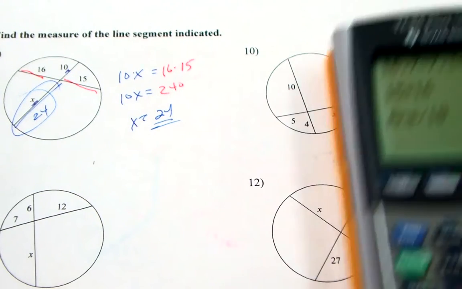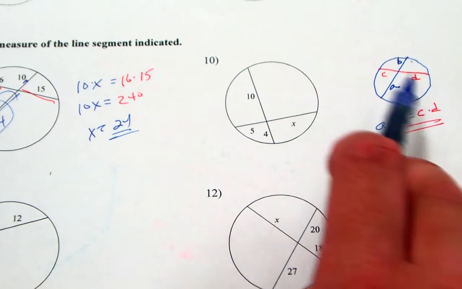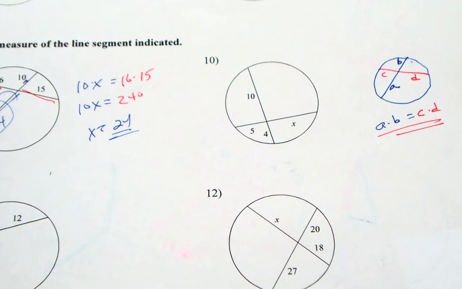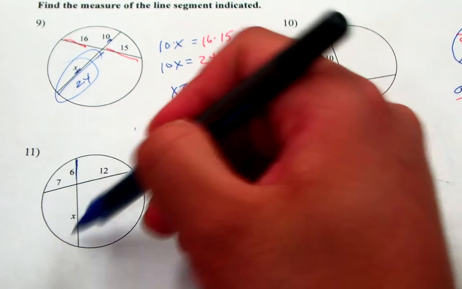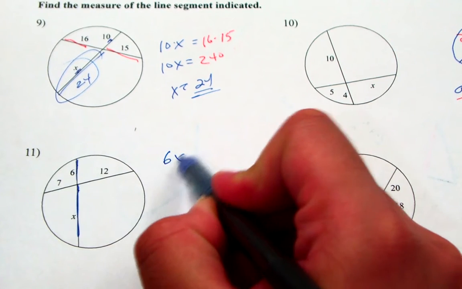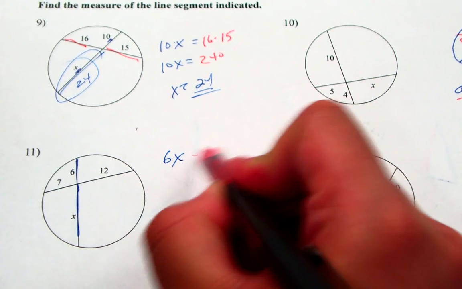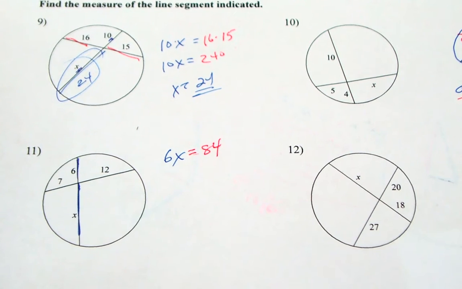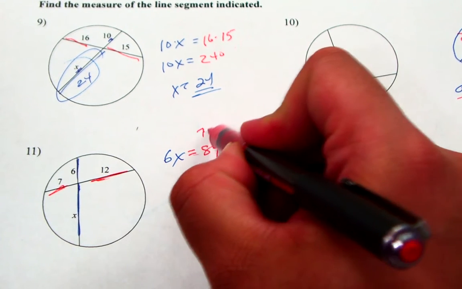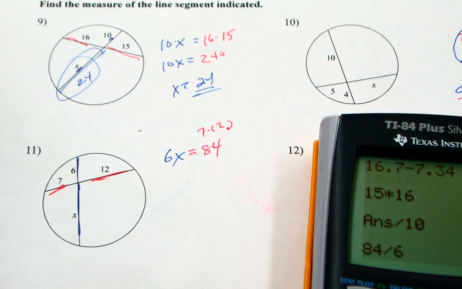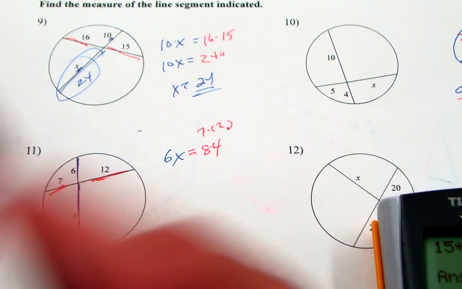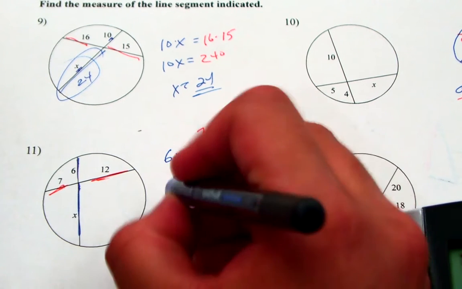It basically boils down to, do you understand and can you apply this concept that intersecting chords cut each other in this proportional manner with similar triangles? Looking at number 11 here below, once again, very much the same idea. This and this will give us 6x. 7 times 12, I believe, is 84. So that's this times this, 7 times 12. So divide both sides by 6, 84 by 6, and we get 14. So x is equal to 14.